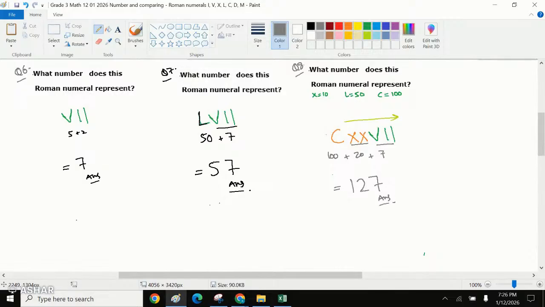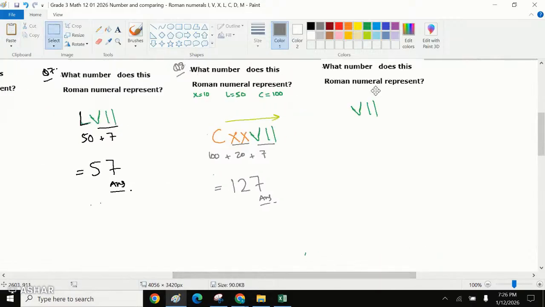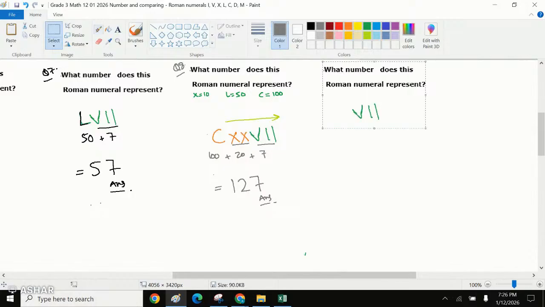Can we try to make it more difficult? Let's make it more difficult by keeping the 7 at the end. Let's say in question number 9, they say, if this was DV11.